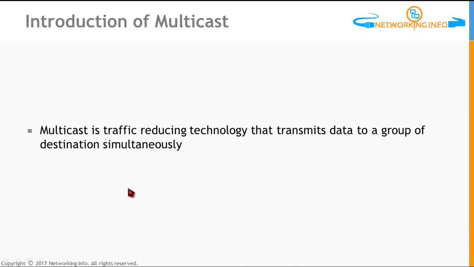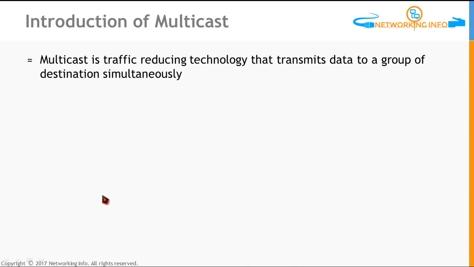Now I would like to talk about what is multicast. Multicast is a traffic-reducing technology which can send data to a group. I would say it transmits data to a group, not to everybody in the network. The very simple definition of multicast we always hear is one to many. It transfers data from one source to multiple destinations, meaning a group.